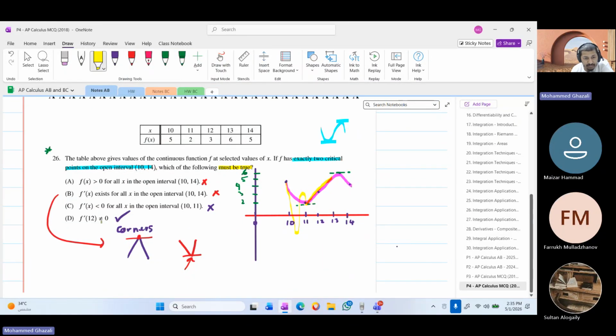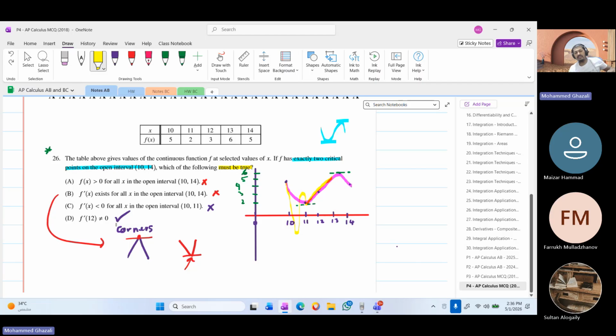Why? Because f prime 12 is not equal to 0. It's in the middle, isn't it? If it were at the end, like f of 11, then it would be incorrect. If, for example, it were f of 11 not equal to 0, we cannot say that, because we're looking at the slope, and the slope will be 0.